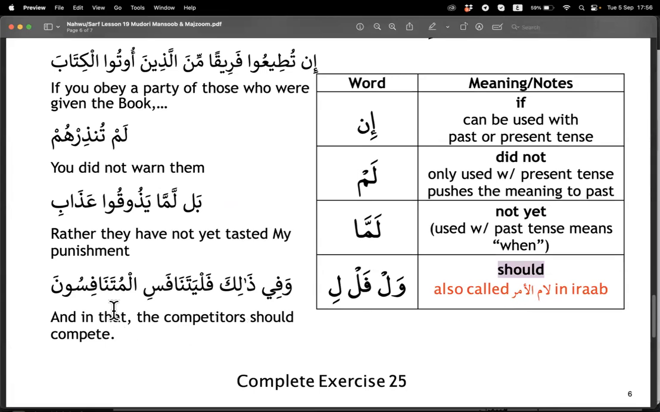So here, for example, we have fal yatanafas, right? That fal is our wal fali. Okay. So the competitor should compete. So it is a kind of amar. That's why they call it lam amar. They should do something. We haven't done amar yet, we will do amar next. Amar is a command. When you see this, the competitor should compete, it is a command to do this, right? They should do this. So it's called lam amar in i'rab.